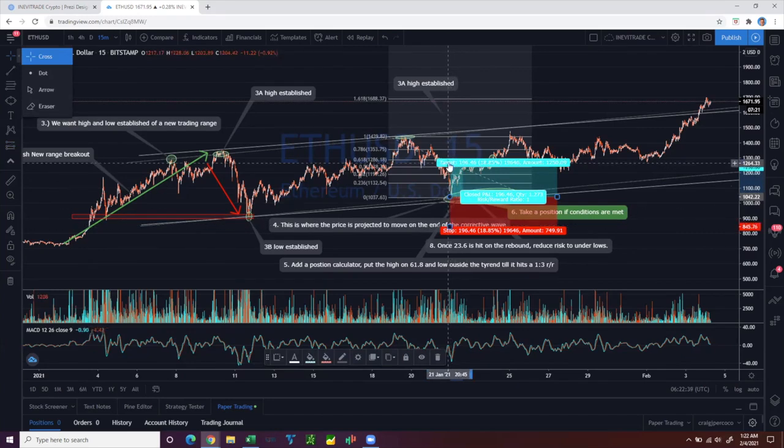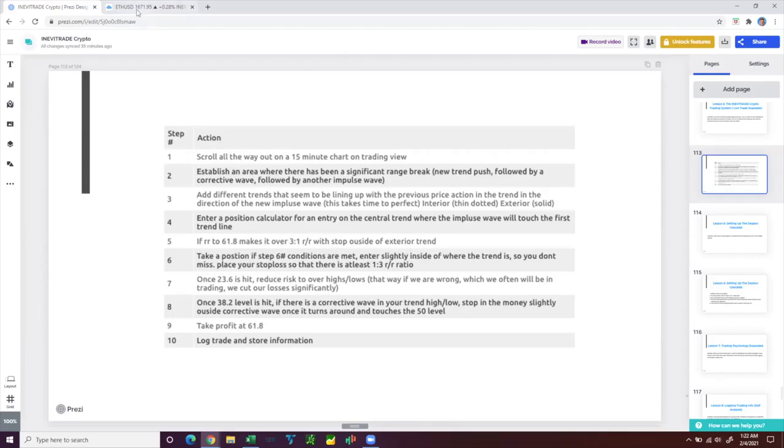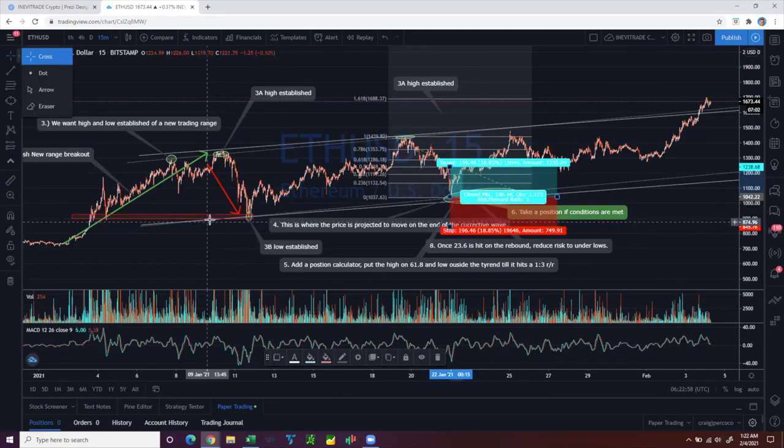What you want to do next is just leave that alone for right now, because next we're going to position the risk reward to 61.8 on the profit target and then move our stop loss so that we have at least a 1-to-3 risk reward ratio outside of the exterior trend. Since the price could hit off the interior trend right here, which is represented by the dotted line, and we also have the exterior trend represented by the solid line, that's kind of like the outer parameters of where we should realistically see the price of the cryptocurrency.